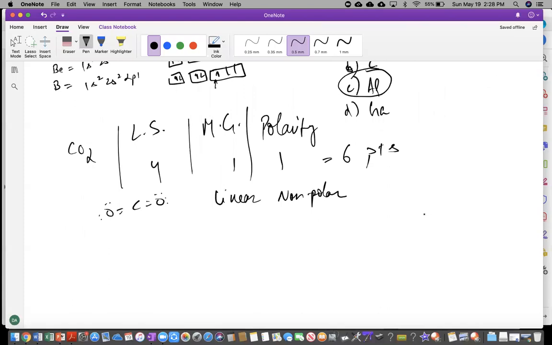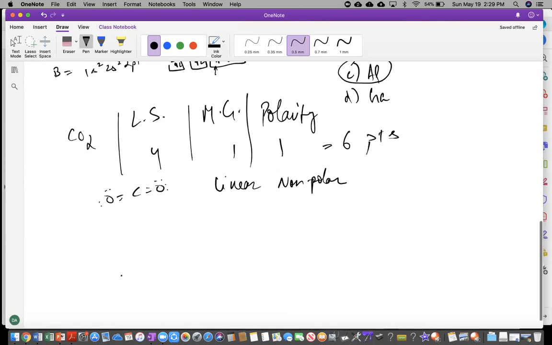Why is it nonpolar? Because your carbon does not have any lone pair. That's probably going to be your easiest bet. Since your exam is tomorrow, your easiest bet is that if the central atom does not have a lone pair, it's nonpolar. Now, if it has a lone pair, that's when it's polar, correct? Yes, most of the time.